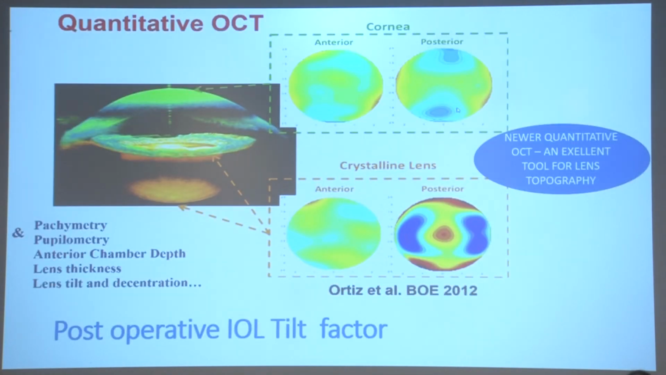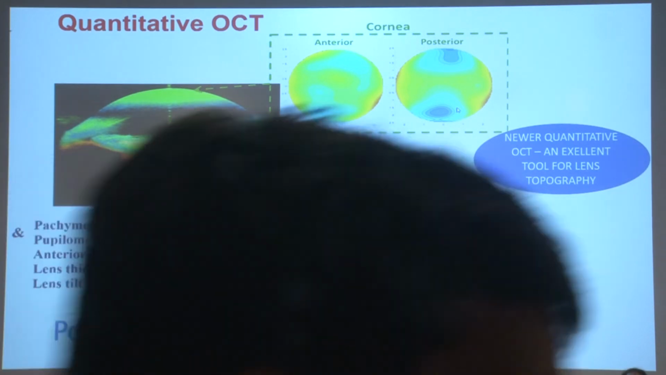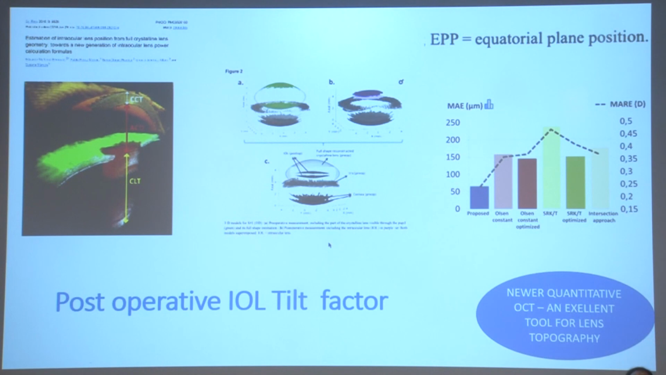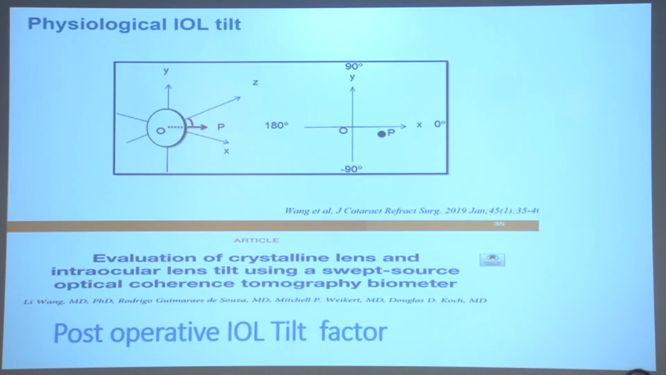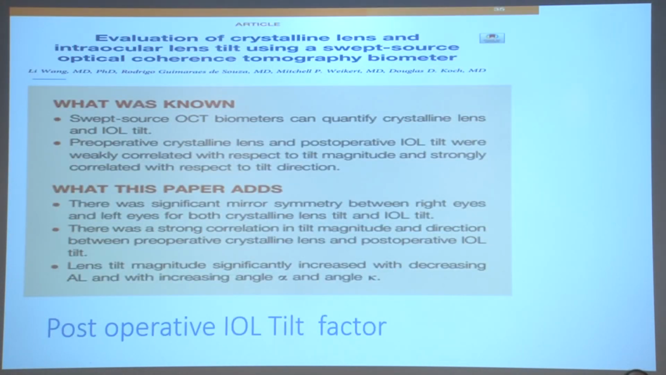We have a newer understanding of the topography of the lens because of this newer tool, an OCT-based tool which gives a good topography of the lens. Now we have to understand how the lens is positioned inside the eye, or how the IOL remains positioned inside the eye. So this gives an idea about the equatorial plane position. Equatorial plane position tells us exactly what the ELP will be for this patient. And in 2019 Dr. Douglas Koch and Li Wang came with this new conclusion of the physiological tilt factor, and most important, that it has a significant mirror symmetry between the right eye and the left eye. It also gives a strong correlation between the magnitude and direction of the preoperative crystalline lens tilt and the IOL tilt.